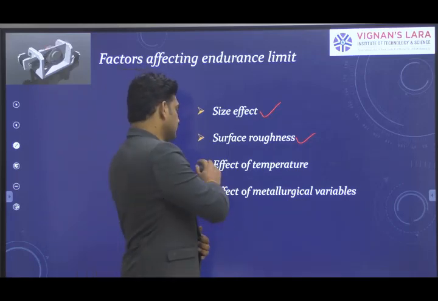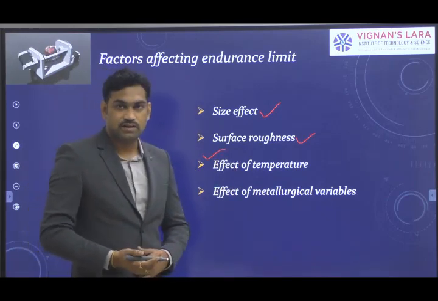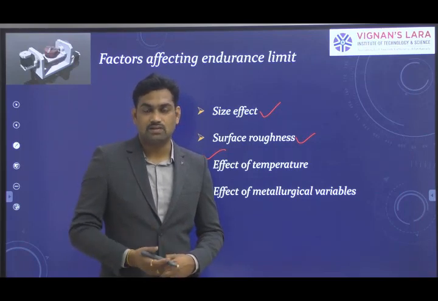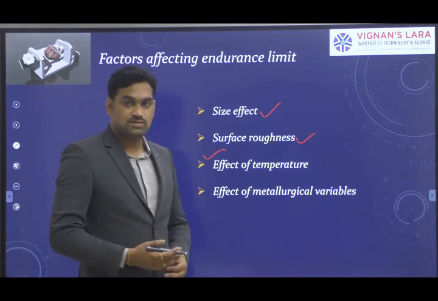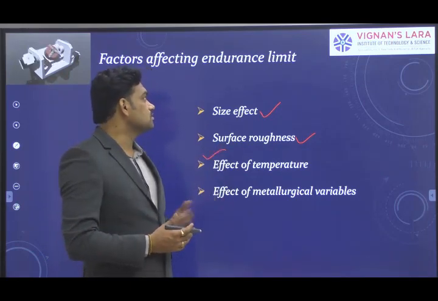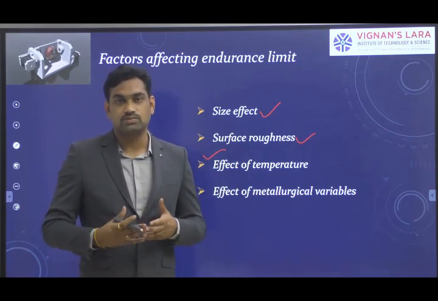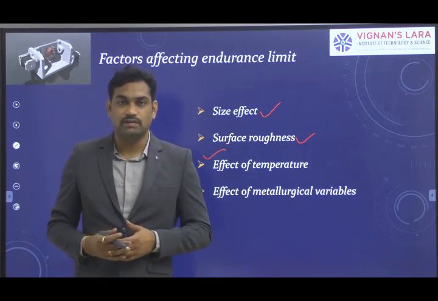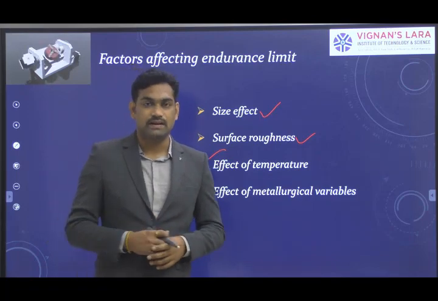So it can also affect the endurance strength of the material, and the effect of metallurgical variables like properties, or cracks or inclusions or blowholes. Or if there are welding combinations, it can affect the endurance strength of the metal component. So these are some of the factors that will vary the endurance limit. To suit the difference of the actual component with the actual case, we can take some factors, which we call derating factors.